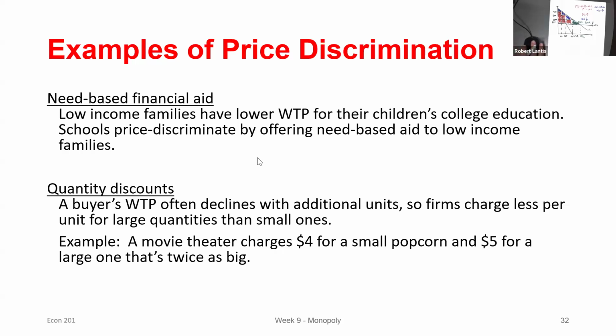And so quantity discounting, it's not necessarily the number that you're buying, but if you have different sizes, you're paying less per whatever it is, per pound, per ounce, however you want to measure. I think popcorn in this example, right? Even though a large popcorn might be twice as big, they don't double the price, right? They only charge you $1 more because they know what's happening to your marginal benefit as you buy more of something.